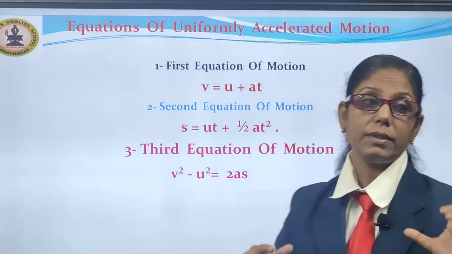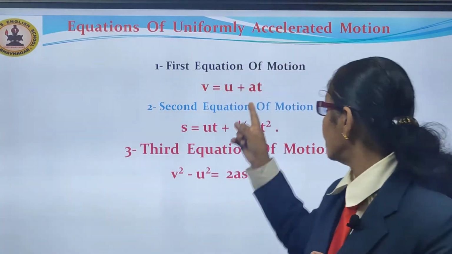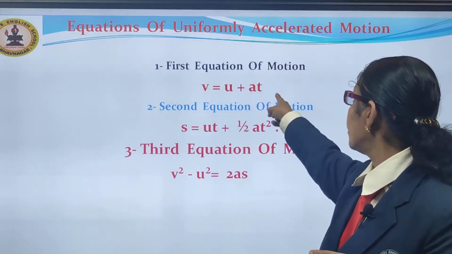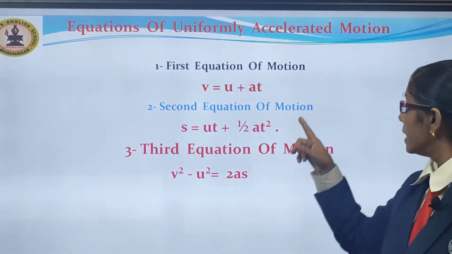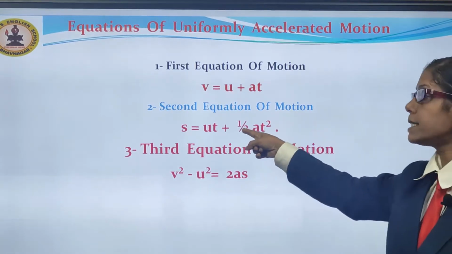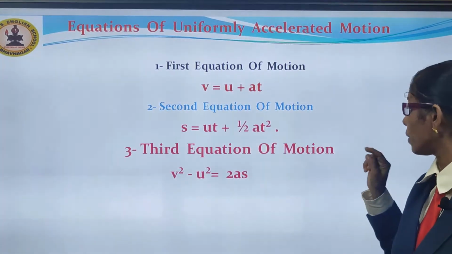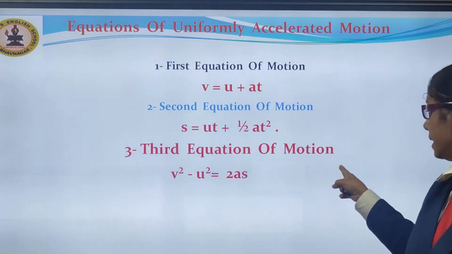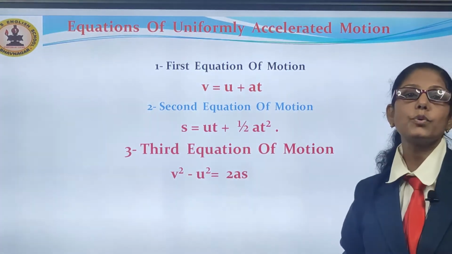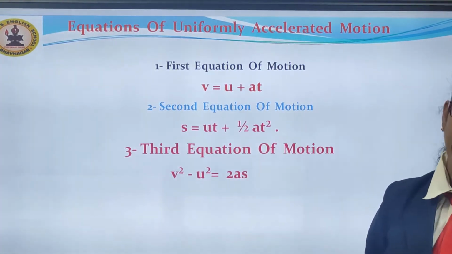So, we have three equations of motion. First one is V = U + AT. Second equation is S = UT + (1/2)AT². Third equation is V² − U² = 2AS.